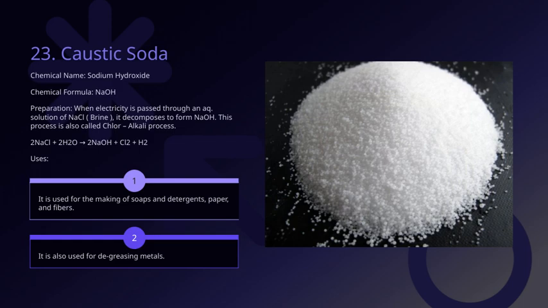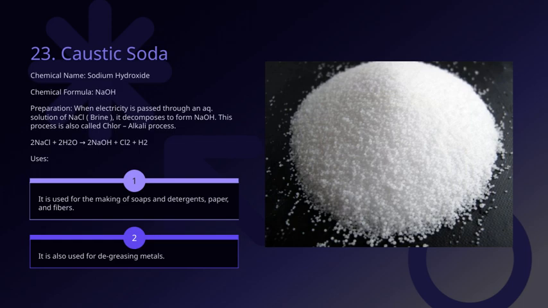Now, you might be wondering how it's made. It's produced through a process called the chloralkali process. Basically, when electricity is passed through an aqueous solution of sodium chloride, or brine, it decomposes into sodium hydroxide, chlorine gas, and hydrogen gas. This process is fascinating because it efficiently produces several key chemicals simultaneously. So, to sum up, caustic soda is essential in cleaning, manufacturing, and many chemical processes, making it a cornerstone chemical in industry.